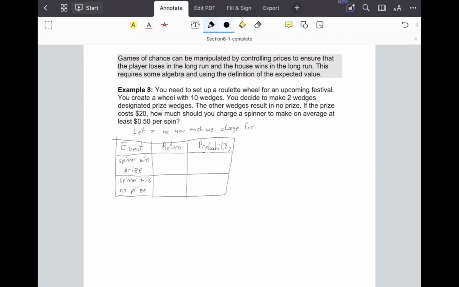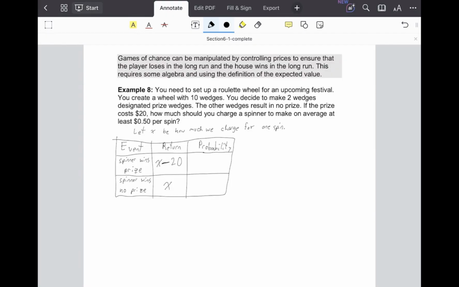That's for one spin. Okay, so we would get how much we would charge for them to spin, but then we would lose $20 in giving them the prize that they won. If the spinner wins no prize, we get how much we charge them. We don't lose anything other than time. So those are the two returns that we have here.